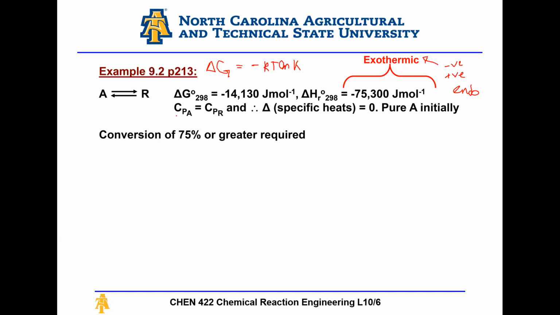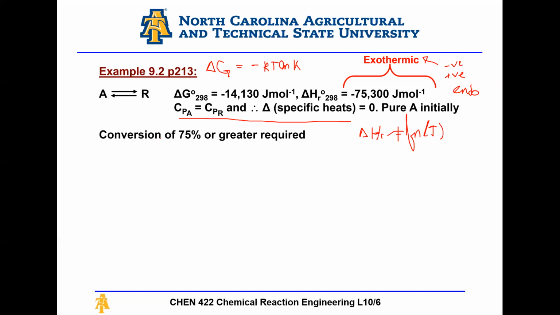Another thing, we're told that CPA, the heat capacity of A, the reactants, is equal to the heat capacity of R, the products. So therefore, the difference in specific heats is equal to 0, right? So there is no difference in specific heats. And what this piece of information tells me is that delta HR is not a function of T, right? When the heat capacities of the reactants are equal to the heat capacities of the products, then your reaction enthalpy is not a function of T.